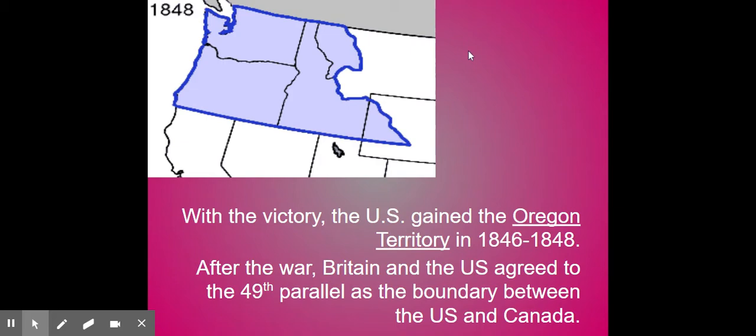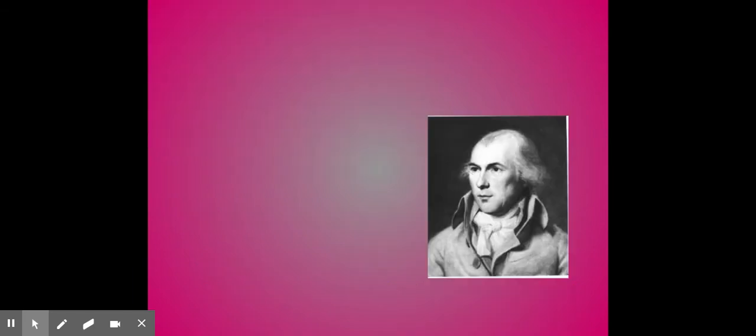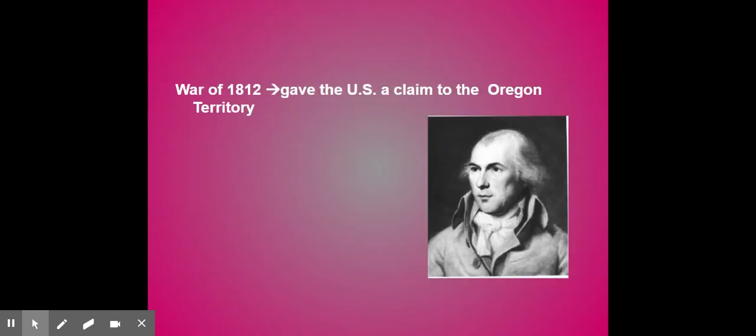Okay. Now, there's some other practical things that we get out of the war, okay, that we definitely get a claim on the Oregon Territory, okay. The War of 1812 will give us the Oregon Territory, even though we don't begin to settle it until 1846, 1848. Remember the Federalist Party, okay? The Federalist Party opposed the war, all right, and they were going to secede from the Union.